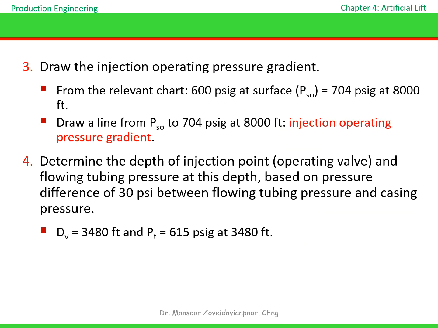Next, we draw the operating casing pressure gradient. From the gas column chart, a surface pressure of 600 psi corresponds to about 704 psi at 8,000 feet. Using this, we establish the casing pressure profile. We then locate the point where the casing and tubing pressures satisfy the required 30 psi differential across the valve. From the graph, the operating valve depth is approximately 3,480 feet, with a tubing pressure of about 615 psi.